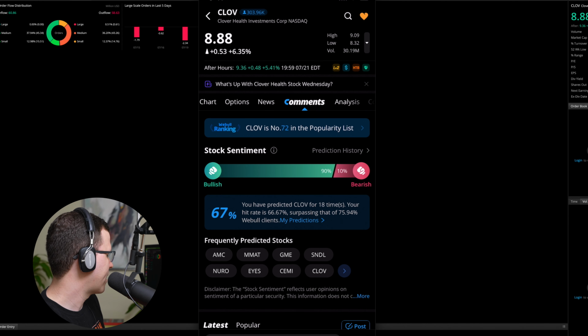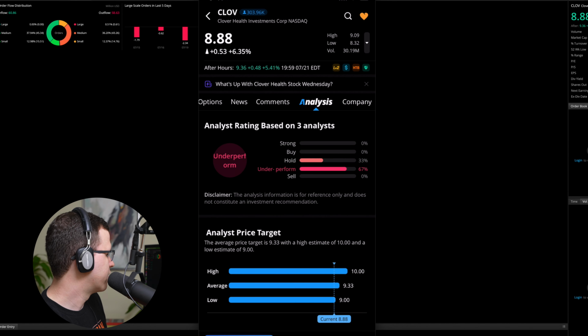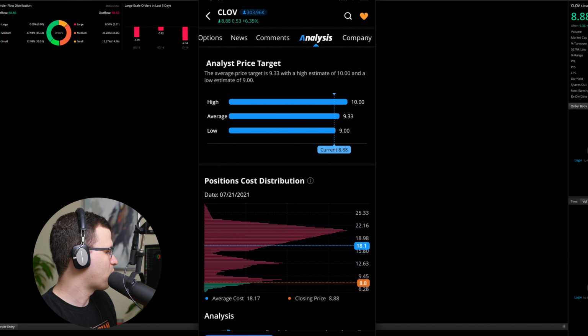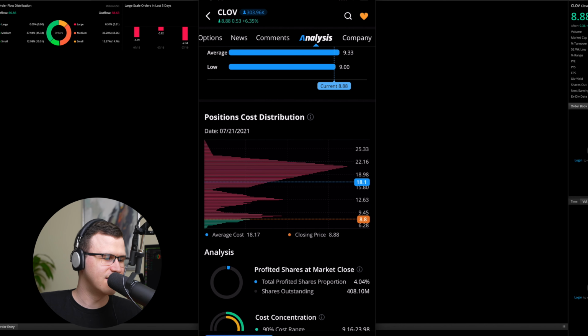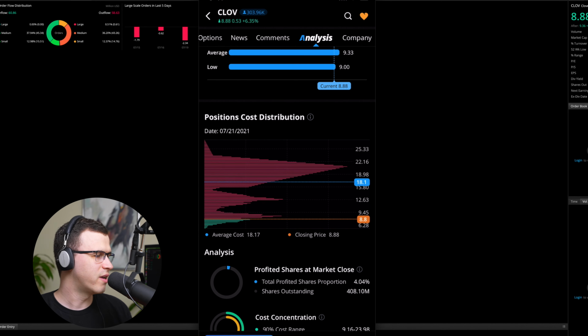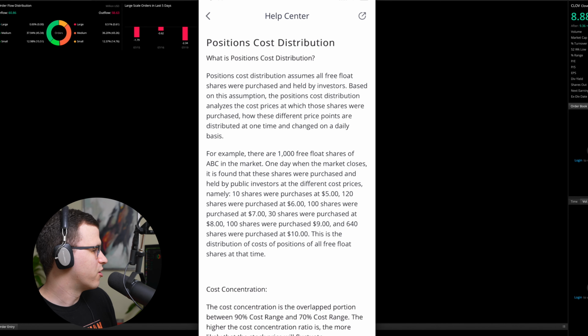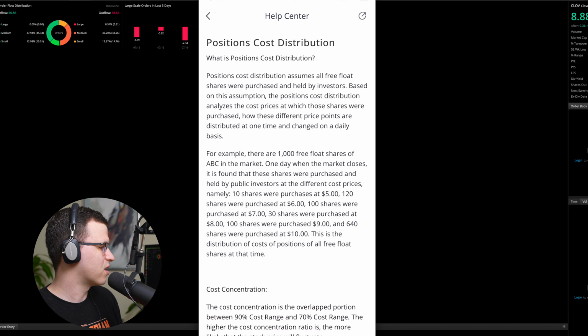And then if you go to the right one, you can actually see the analysis on the stock as well. You can see the analyst price target under the $10, under the $9 in the regular hours for today. And of course we went very far up after in the after hours. And below that, you can see the positions cost distribution for the stock, okay? I'm going to pull this up, and it says positions cost distribution assumes all free float shares were purchased and held by investors. Based on this assumption, the positions cost distribution analyzes the cost prices at which those shares were purchased, how these different price points are distributed at one time, and changed on a daily basis.